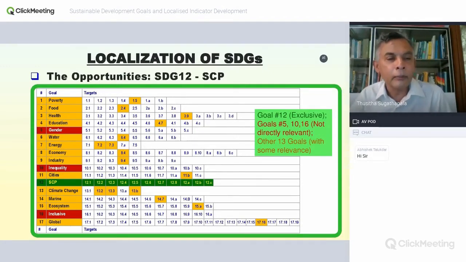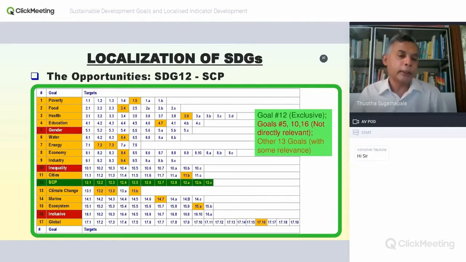This was done as an exercise in the development of a policy for sustainable consumption and production over the last few years, and it's now gazetted, the policy is approved. With that exercise, this mapping was done, and it is also now available in the public domain. Different countries are doing this type of mapping for different areas, for climate action or any other area. Even if we look at the livestock sector, this type of mapping is there to see how each individual sector can or should contribute to SDGs.